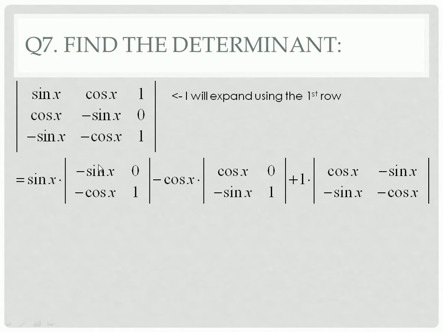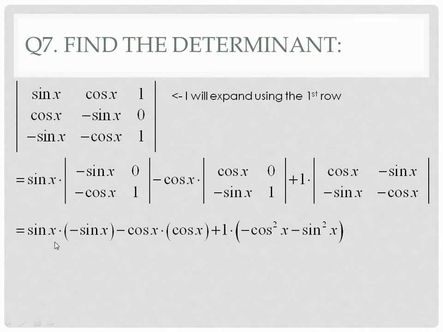You just multiply the, I guess that's a backward diagonal, negative sine x times 1, and subtract off the forward diagonal, 0 times negative cosine x. So that's going to give me my sine x times, this gives me a negative sine x minus 0, that's negative sine x. My second term is negative cosine x, and then cosine x minus 0 is cosine x.